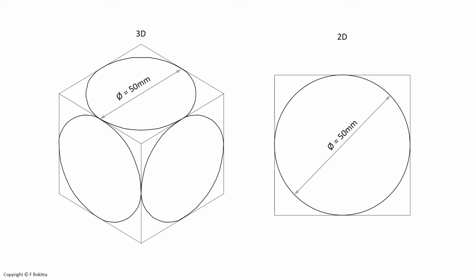On our right hand side we will see the 2D circle with a diameter of 50 mm that we want to transfer onto the 3D planes of the isometric cube. The next steps will show how we will do this transference and the construction of the circle onto each of the 3D planes of our model.